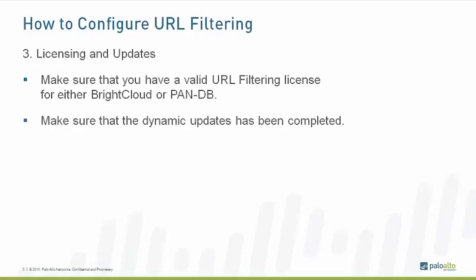The third step here is to look at the licensing and updates. We also need to ensure that you already have the following in place. You need to make sure that you have a valid URL filtering license. It either needs to be BrightCloud or PanDB, and you need to make sure that the dynamic updates have been completed. I can show you here in the GUI.